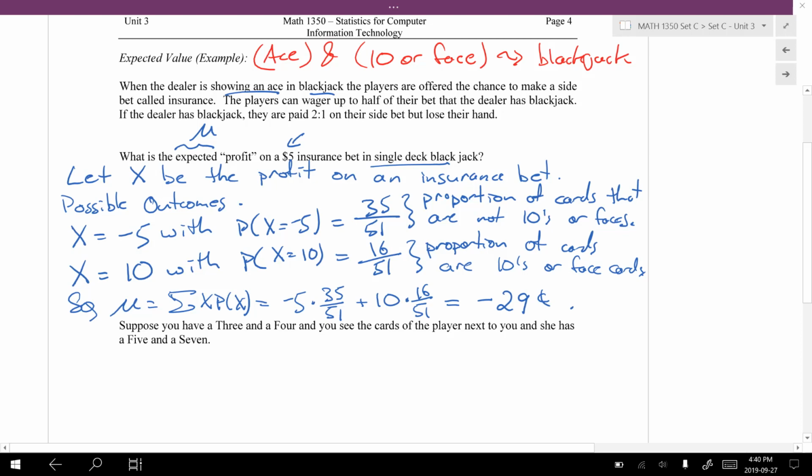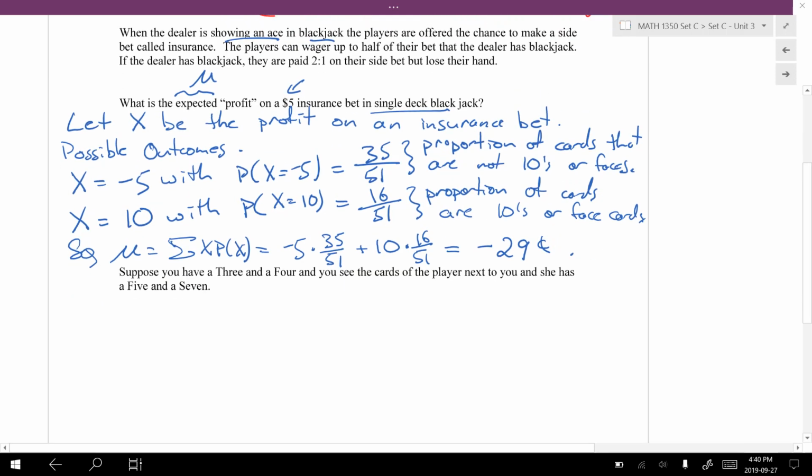So it's pretty close to even, but if you play this lots and lots of times, you'll lose. You're kind of expecting on a given hand to lose about 29 cents. So maybe the insurance bet in this particular case is not such a great idea.